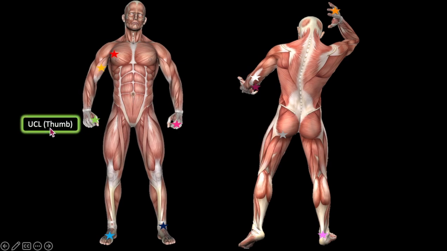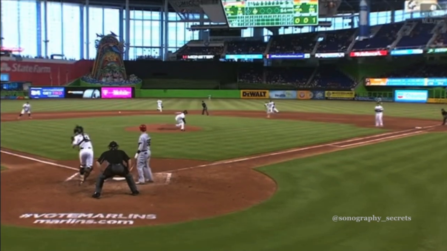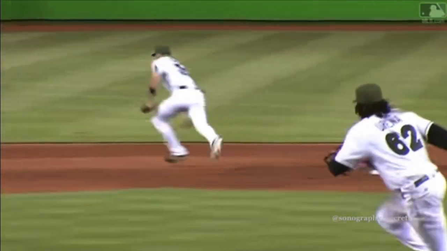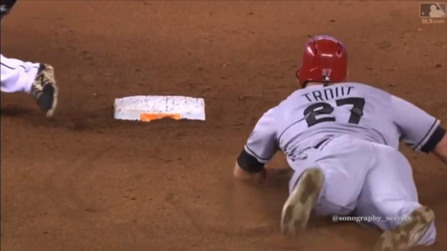UCL of the thumb injuries is a personal favourite of mine. Generally, these are called skiers' thumbs or gamekeepers' thumbs, but there's not many ski fields here in Australia, and the practice of breaking an animal's neck with your bare hands is certainly frowned upon in this day and age.